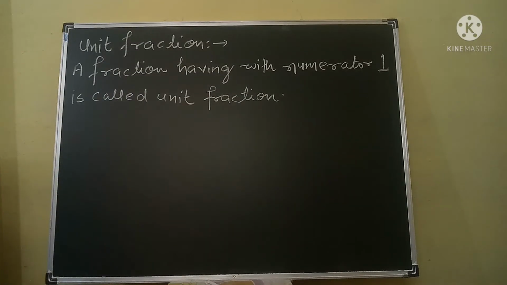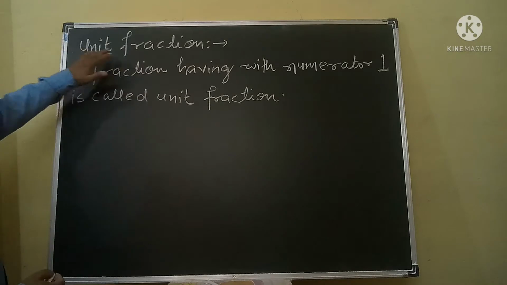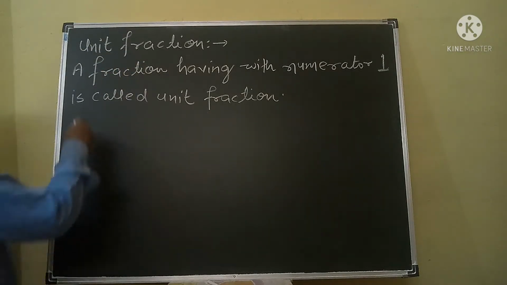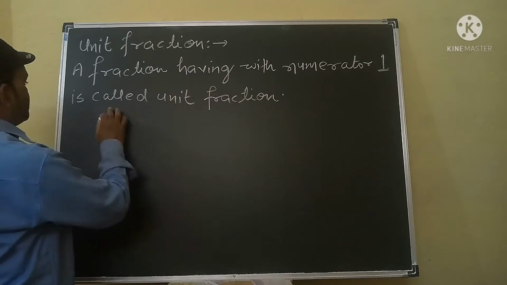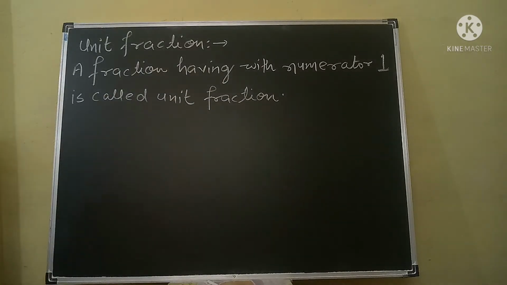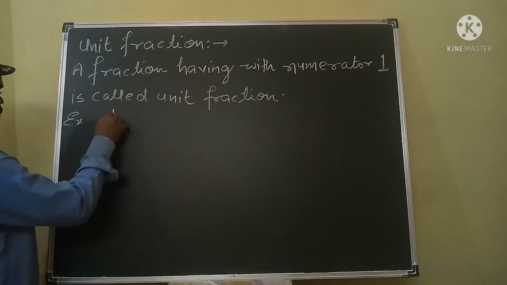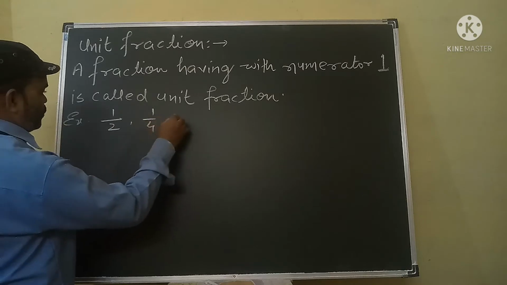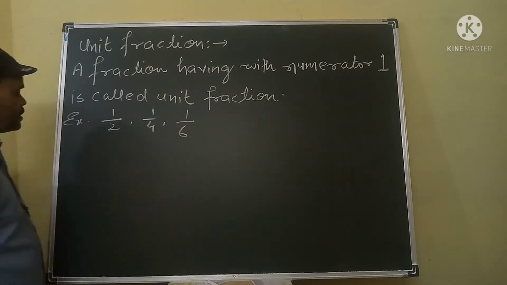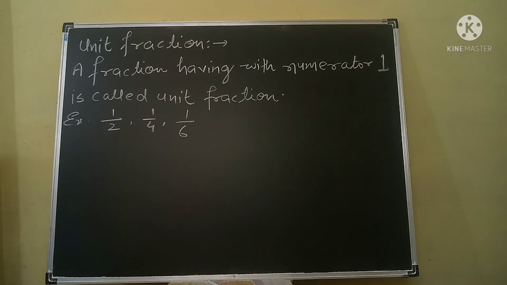We will discuss the types of fraction. First is unit fraction. That means a fraction having numerator 1 is called a unit fraction. For example, 1 upon 2, 1 upon 4, 1 upon 6. These are unit fractions.